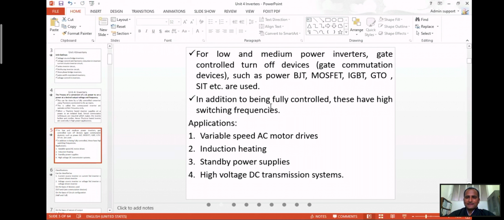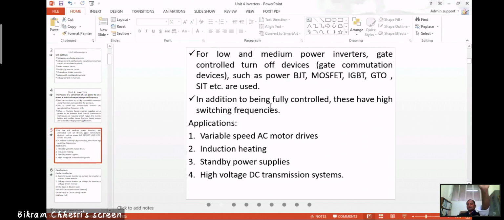gate-controlled turn-off devices, gate commutated devices, are used. These are power BJTs, MOSFETs, IGBTs, and GTOs. All of these are used in low and medium power inverters. In addition to being fully controlled, these devices have a high switching frequency.